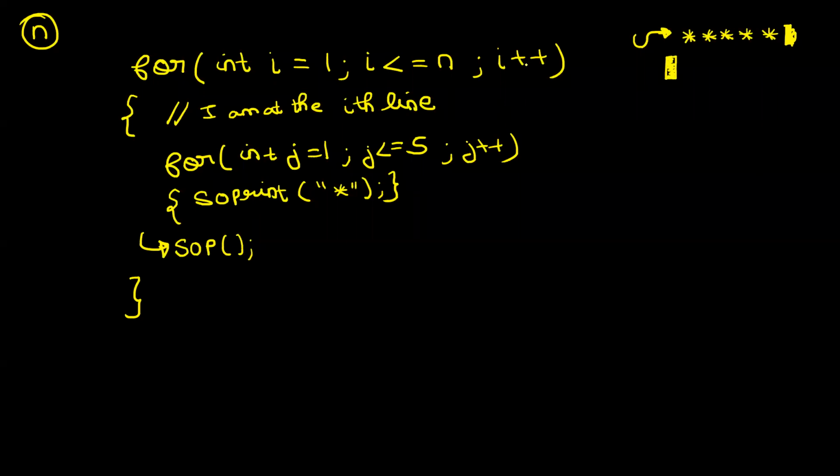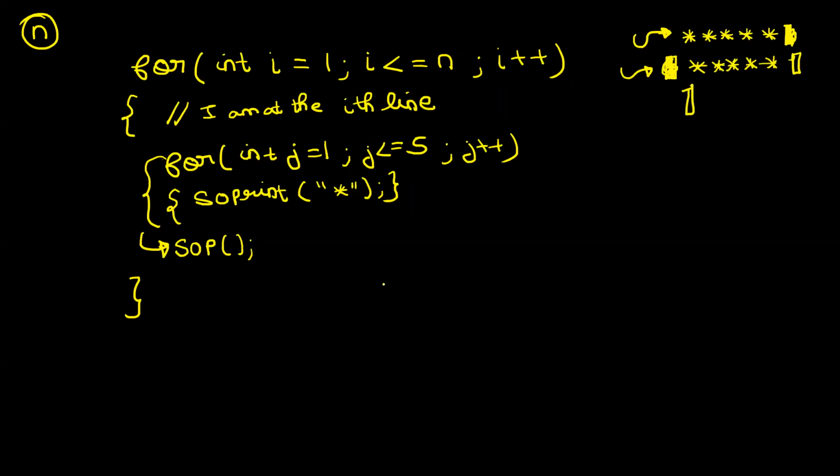Now I go to i++. So now the value of i will become 2, that is, I am standing on line number 2. And for line number 2, again this for loop will run and I will print 5 stars. Then this loop terminates. My cursor is here. So again, System.out.println, and my cursor comes to the third line.